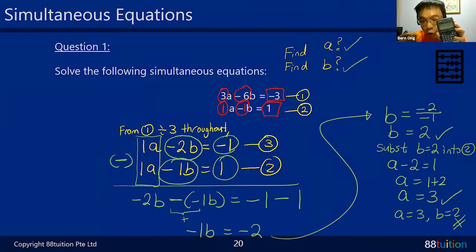So your x is 3 means that your A is 3. Is it correct? Yes, correct. You press equal again. Y is 2. Y is 2 means what? B is 2. Is it correct? Yes, it's correct again. Can you see now?